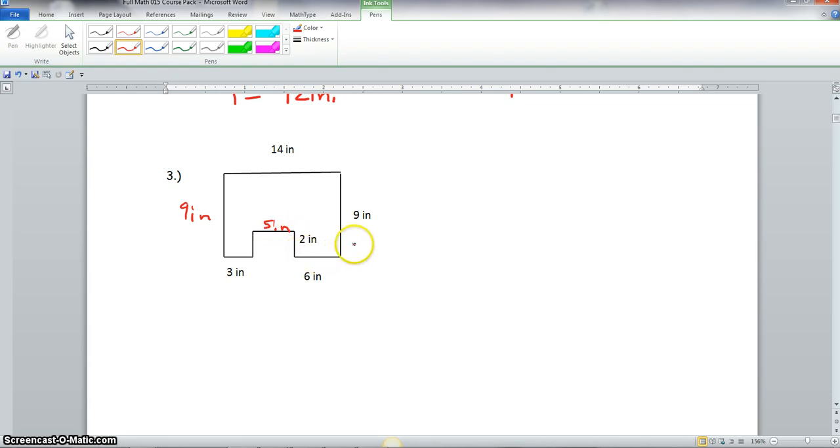Now, if we look here, again, from here to here is 9 inches. What we have here is 2 inches, and this side is the same, so that's also 2 inches.